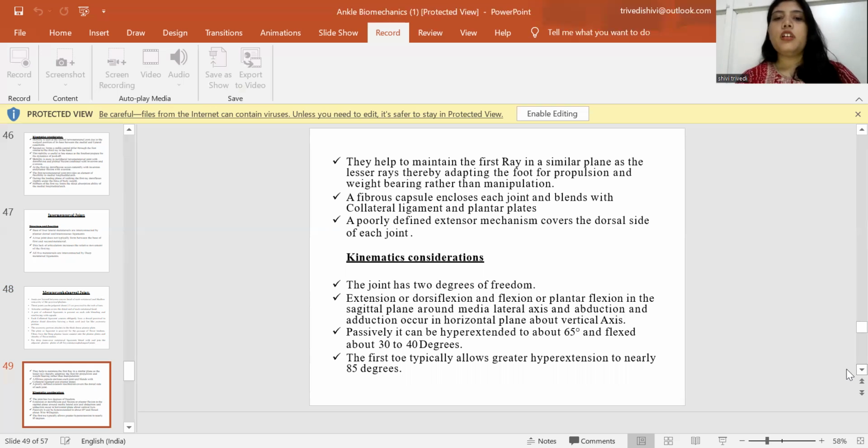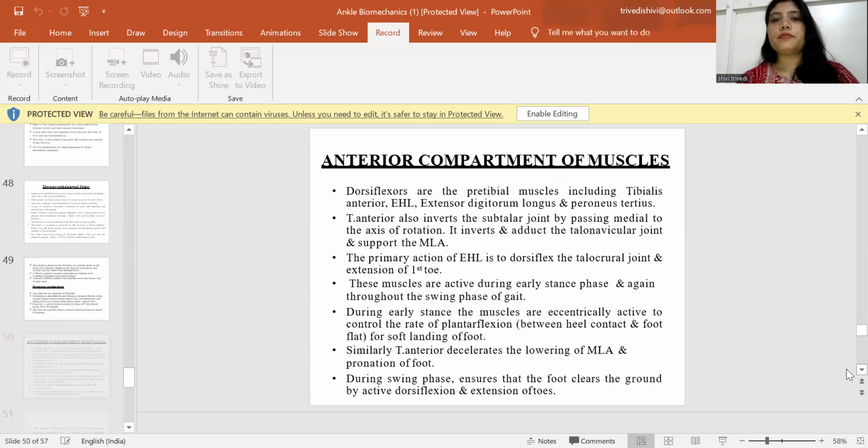Kinematic considerations: the joint has two degrees of freedom: extension or dorsiflexion and flexion or plantarflexion in the sagittal plane around a medial-lateral axis, and abduction and adduction occur in the horizontal plane about a vertical axis. Passively, it can be hyperextended to about 65 degrees and flexed to about 30 to 40 degrees. The first two typically allow greater hyperextension, to nearly 85 degrees.